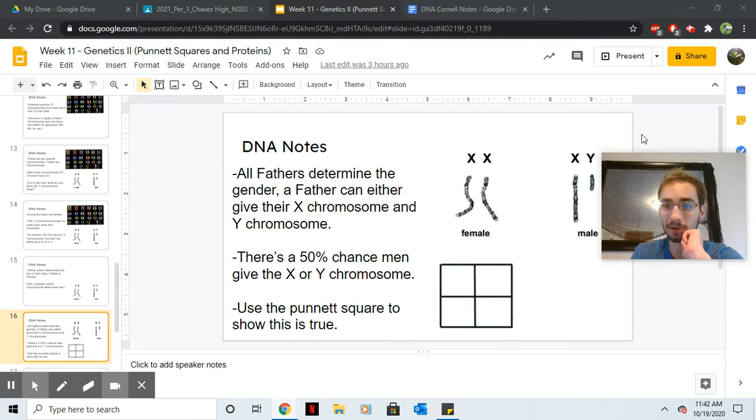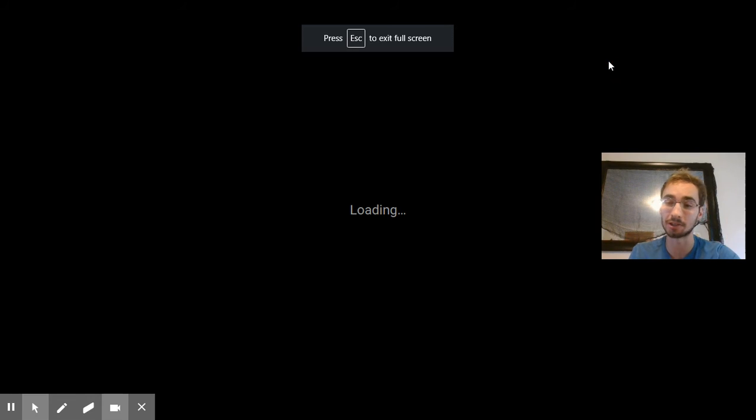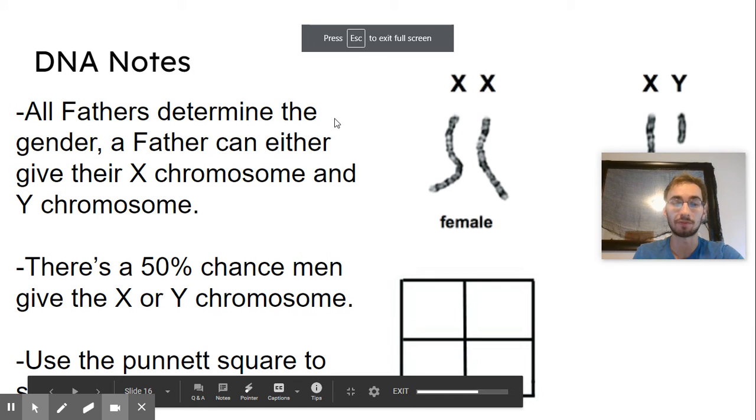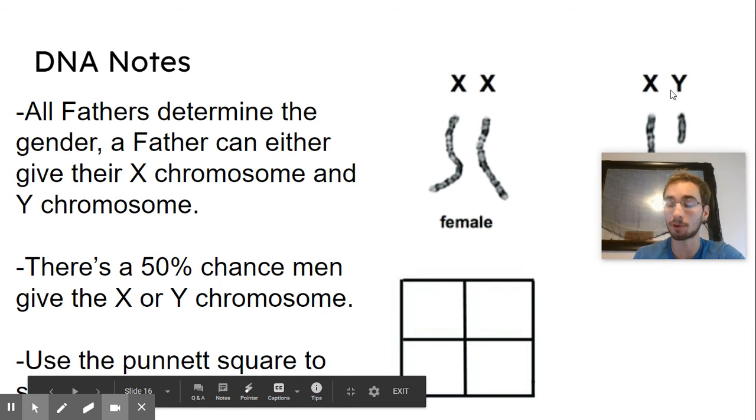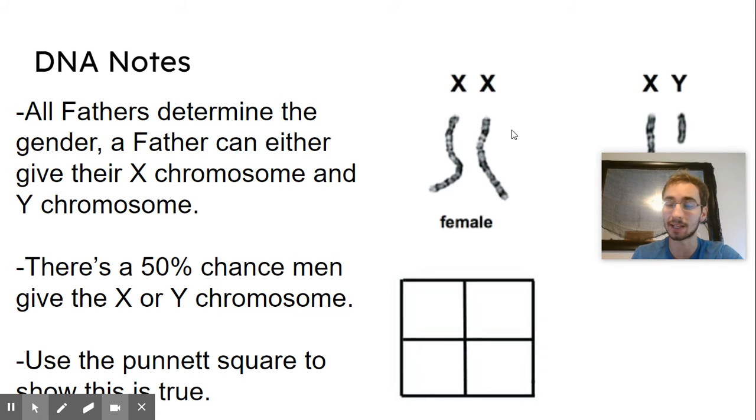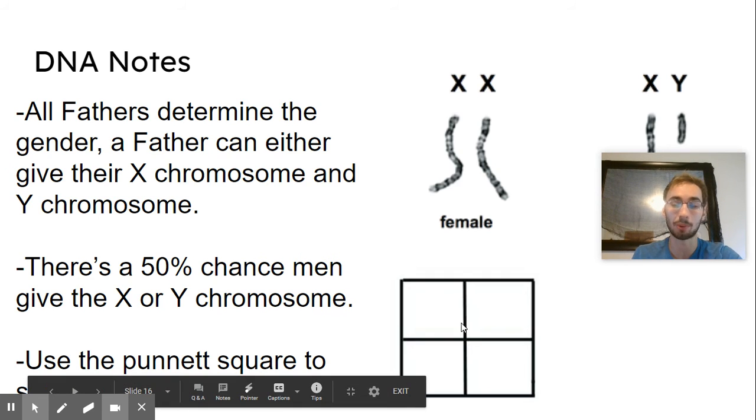So you should have discovered that all fathers determine the gender. A father can either give their X or their Y chromosome. The mom is giving the X no matter what, but the dad can give the X or the Y. So there's a 50% chance men give the X or the Y chromosome. Use the Punnett square in your notes to show me that's true.